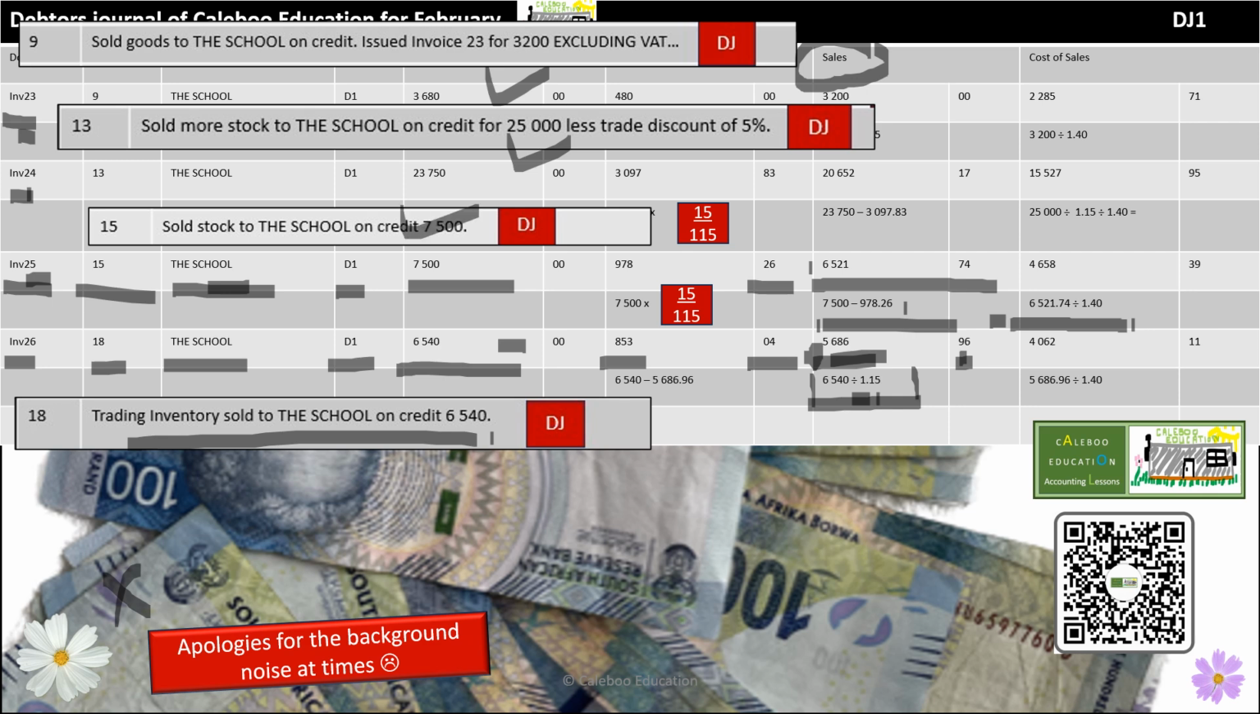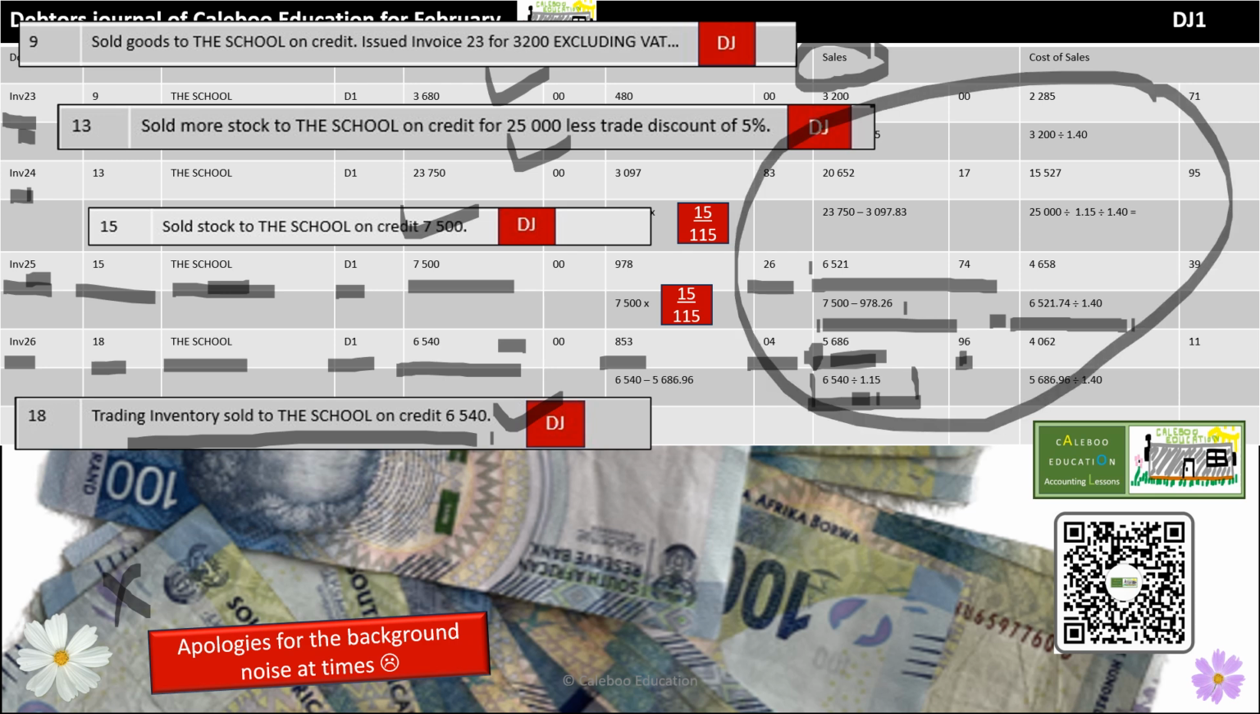So now what we've done is we've done the credit sale on the 9th, the 13th, the 15th, and the 18th. All these transactions, these 4 transactions, were recorded on an invoice. The invoice was used to place the information in the debtors journal. Next, the debtors journal will be used to post the entries to the general ledger, to the ledger accounts.